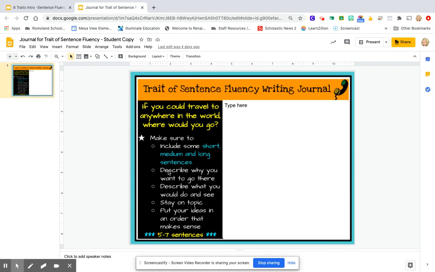You also want to make sure that you describe why you would want to go there, describe what you would do and what you would see. Make sure that you stay on topic and only talk about that one place that you want to go to. And then finally, make sure that you put your ideas in an order that makes sense. So think about how you want to organize that. And if you actually want to organize it by saying where you would go, why you would go there, what would you do, what would you see, that's a pretty good order.